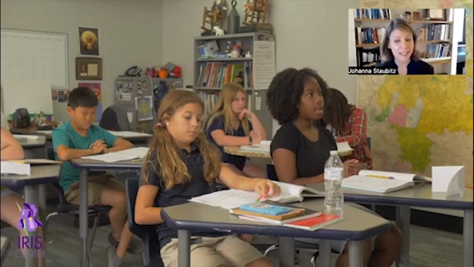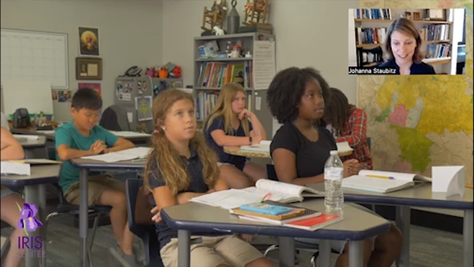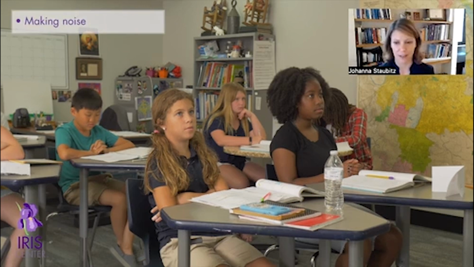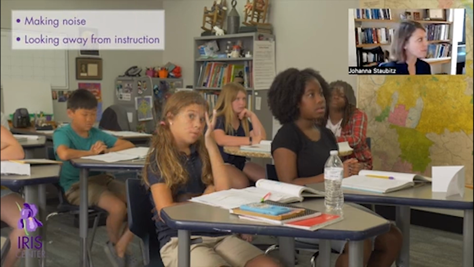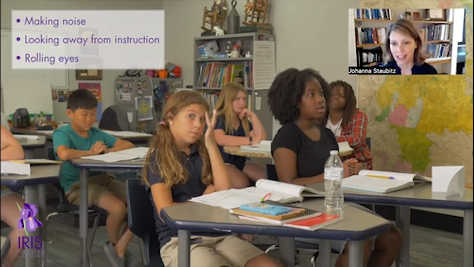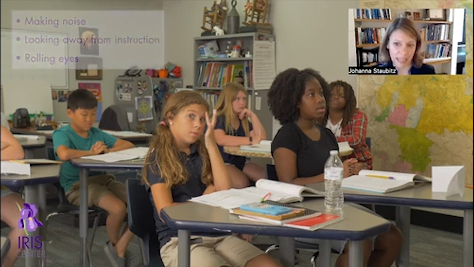Now, instruction has continued, and peers are continuing to work through questions with Mr. Santini. And we do see signs that it's starting to take its toll on Nora, and her feelings and her behavior here. So she's kind of starting to make a little noise, look away from the instruction and the peer who's talking with the teacher, rolling her eyes. And these are all signals that an escalation is beginning.